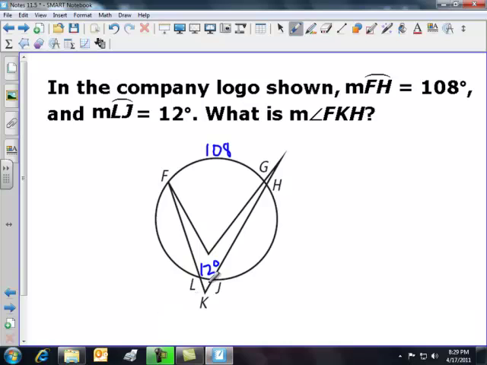Well, that angle is outside of the circle, so what we'll do is take 108 and subtract 12, and then we're going to take half of that difference. So if we take 108 minus 12, that would give us 96 degrees. Take half of that 96 degrees, and that would be 48 degrees. Okay, so there you have it.